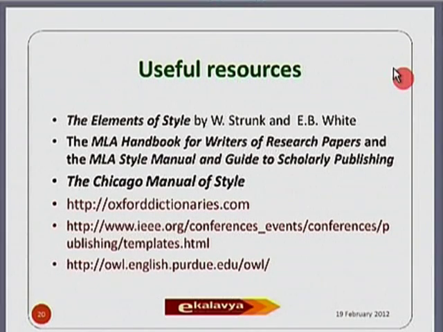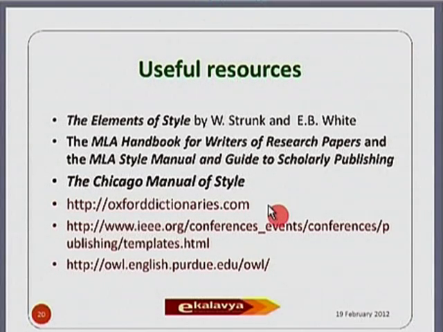These are some useful resources. The Elements of Style is almost like a Bible for any person interested in writing. It is an extremely old book and has come up with several reprints, and it is a worthwhile investment to have this book by your side when you're writing. And then I have a list of other manuals, the MLA Handbook for Writers of Research Papers. This style sheet is normally used by writers from the humanities, and also the Chicago Manual of Style. This is again a bible for writers.